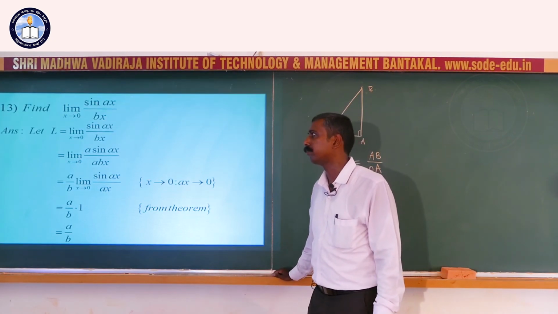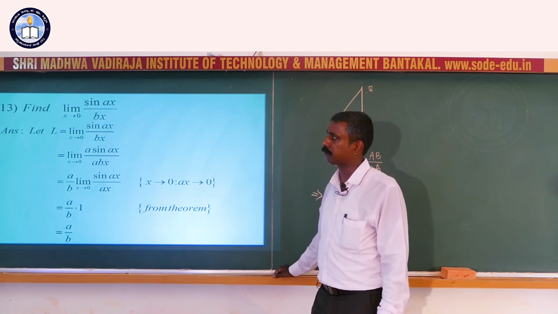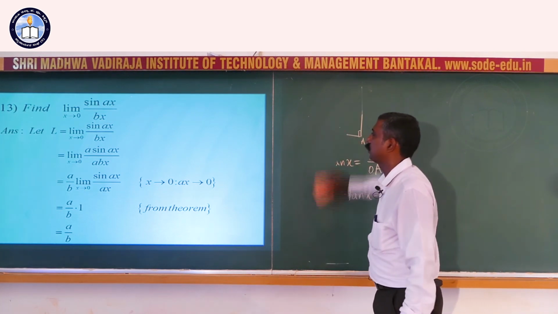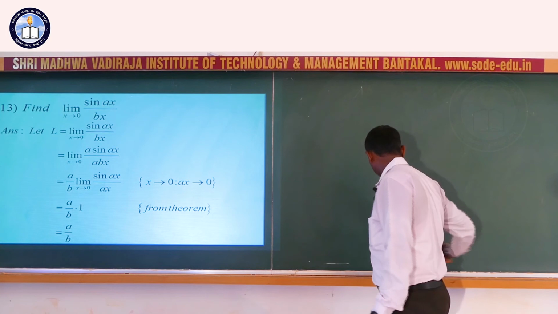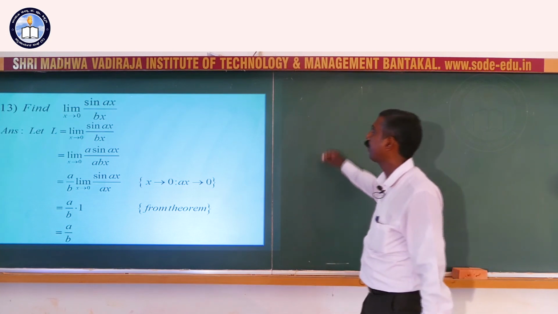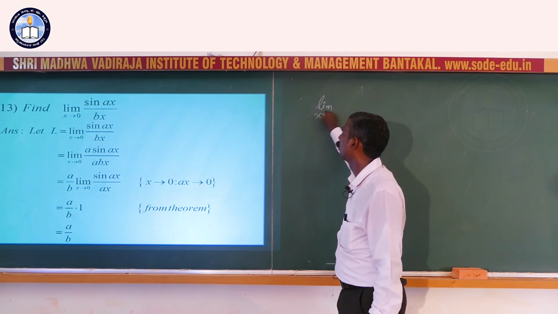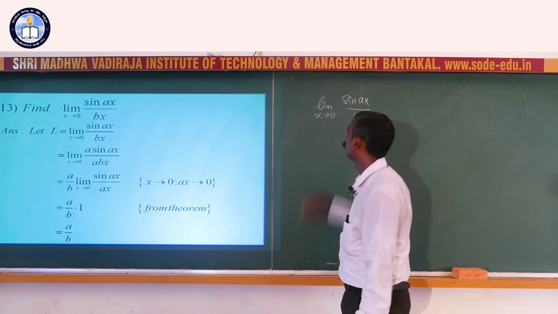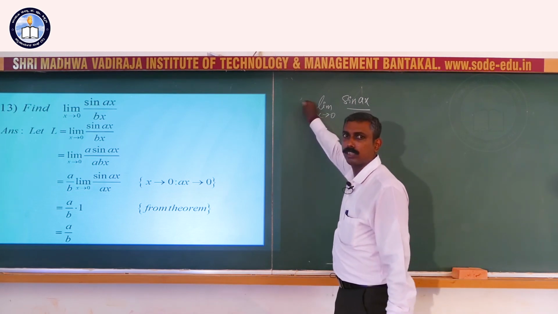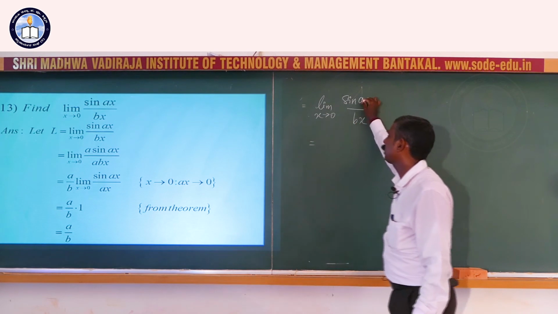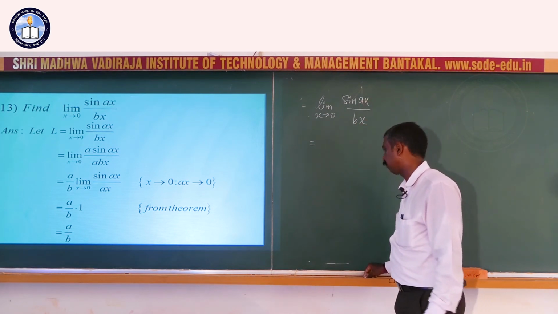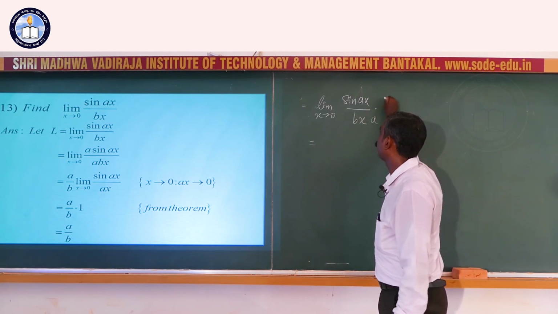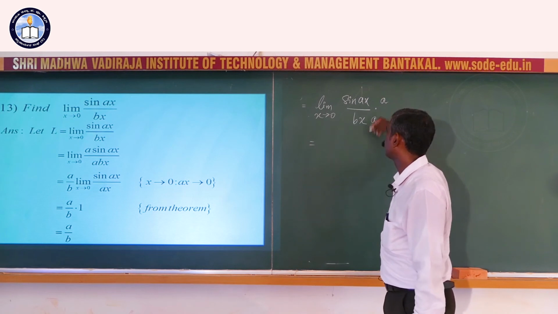Now, let us solve some problems. Problem number 1 is one of the simplest. It is limit x tends to 0, sin ax divided by bx. So, here ax is there in the sine, but bx is in the denominator, that is the only trouble for us. What can we do? We can introduce a here and we can cancel it out. So, a by a, actually a cancels.